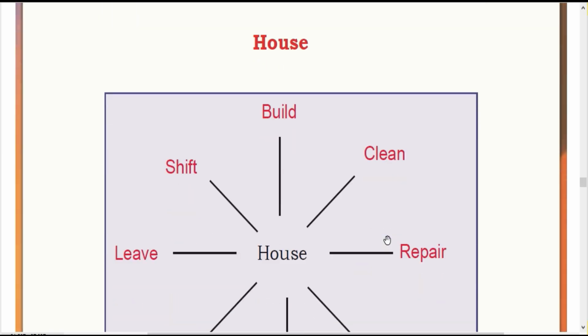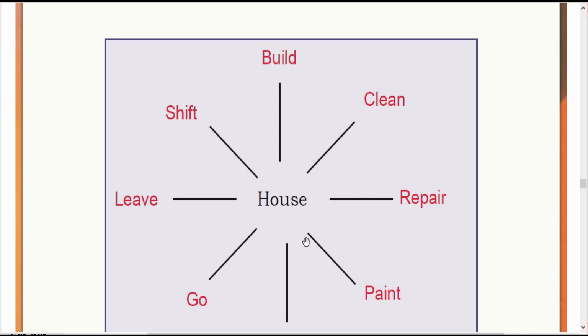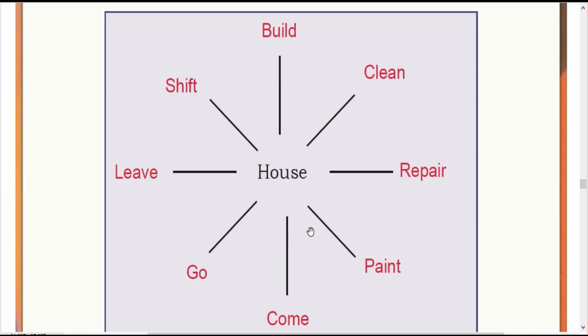The next one is house. Related to house, we have some words. House, build, clean, repair, paint, come, go, leave and shift.